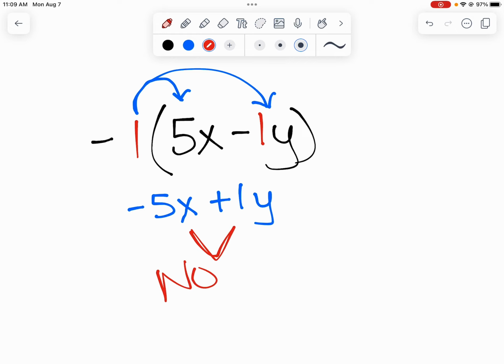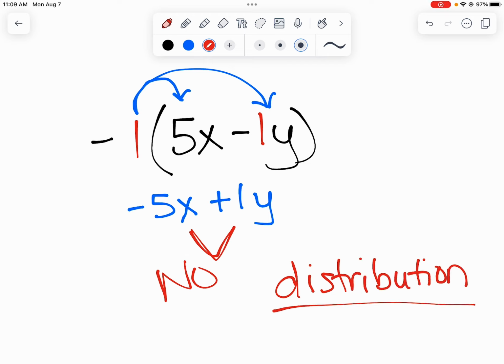So remember, when you see parentheses, we are multiplying, and this is called distribution. Distribution, the distributive property, and we're using distribution to get rid of the parentheses.